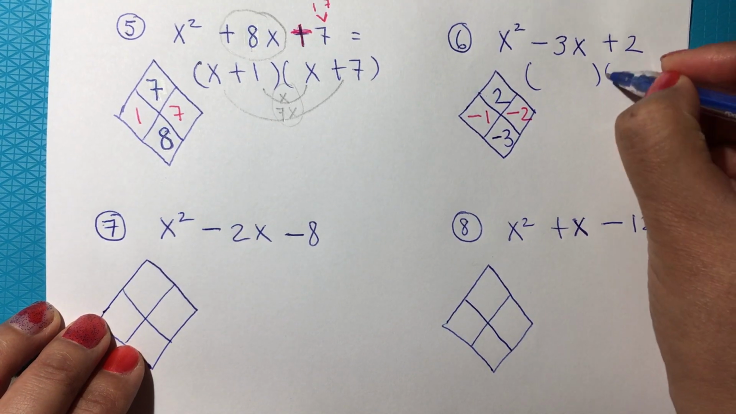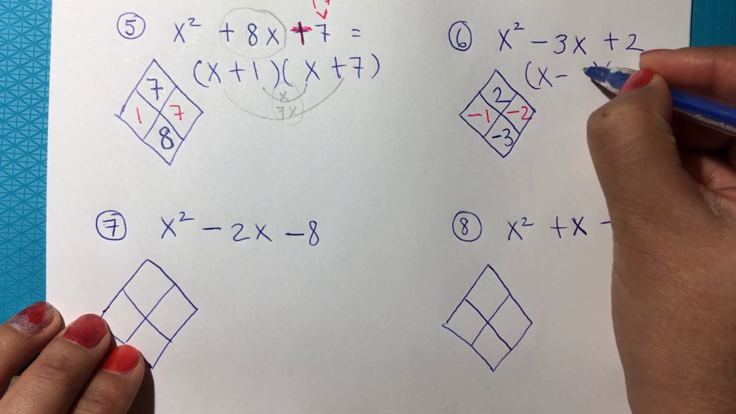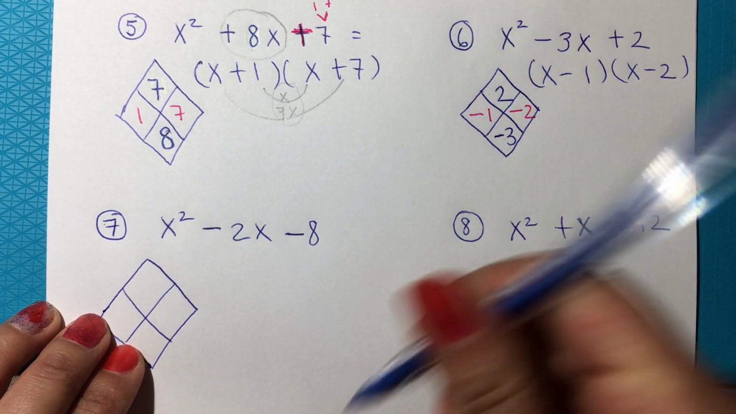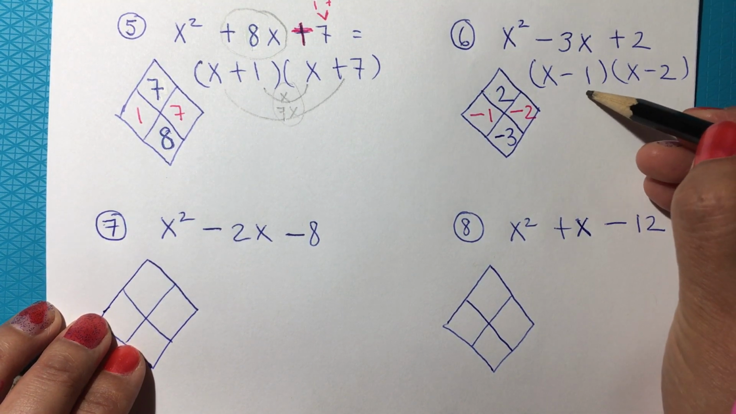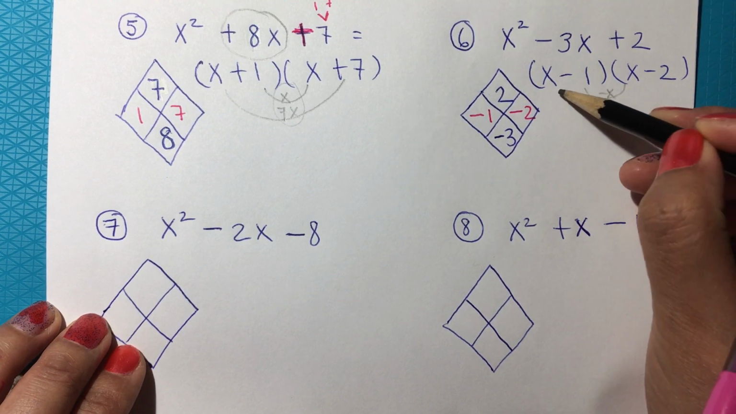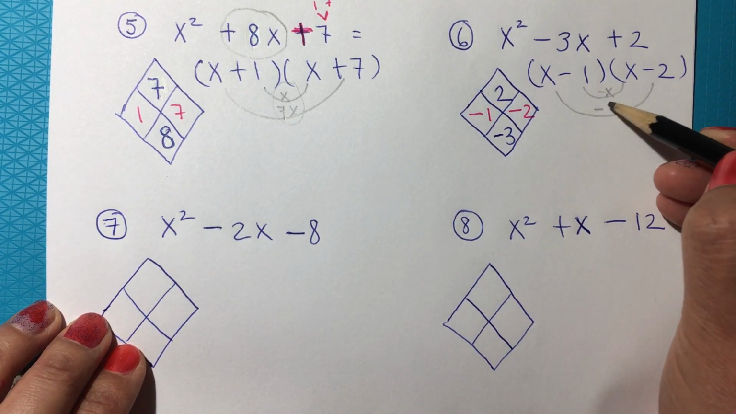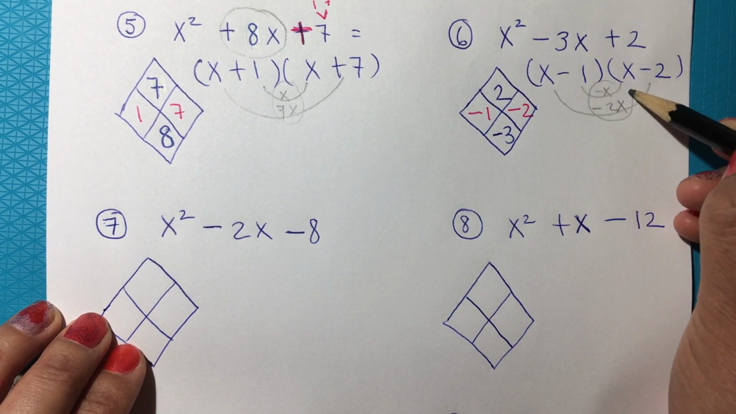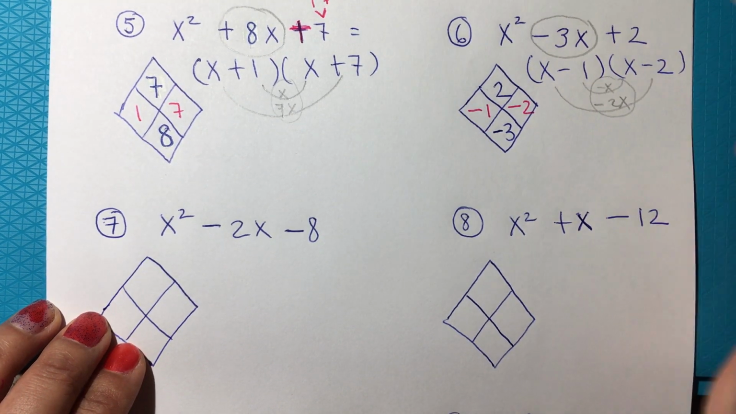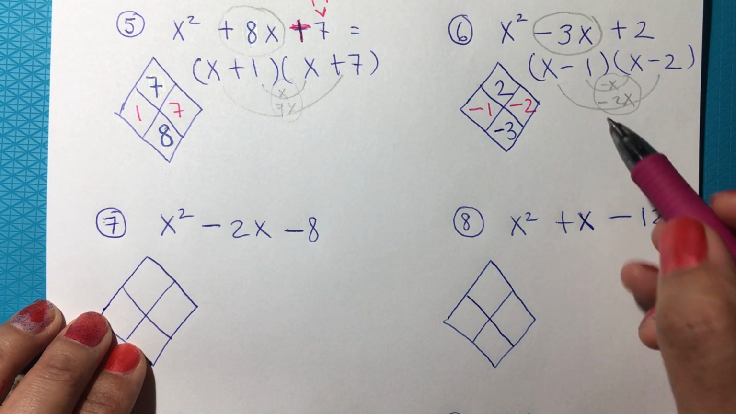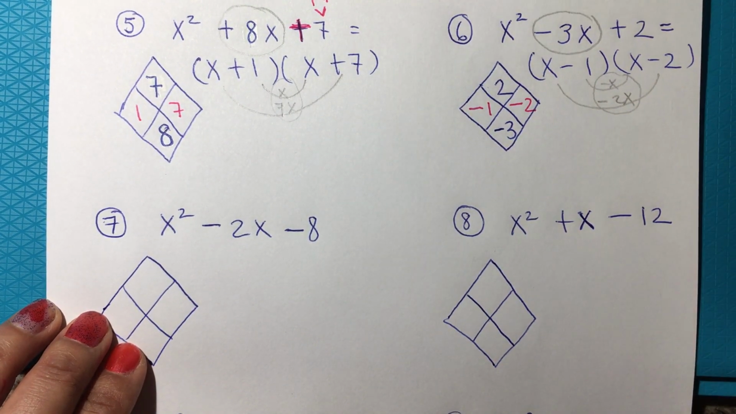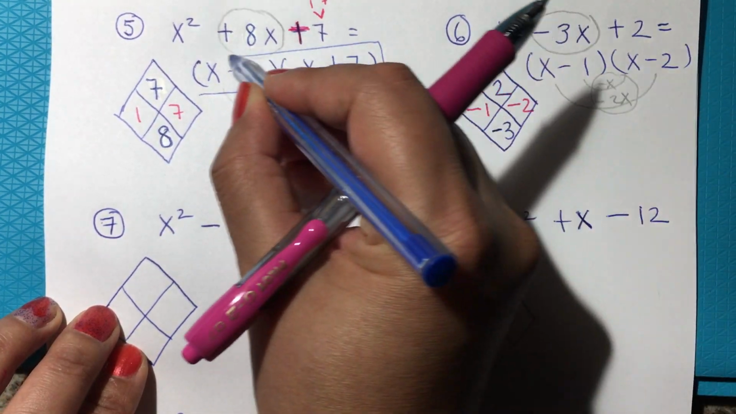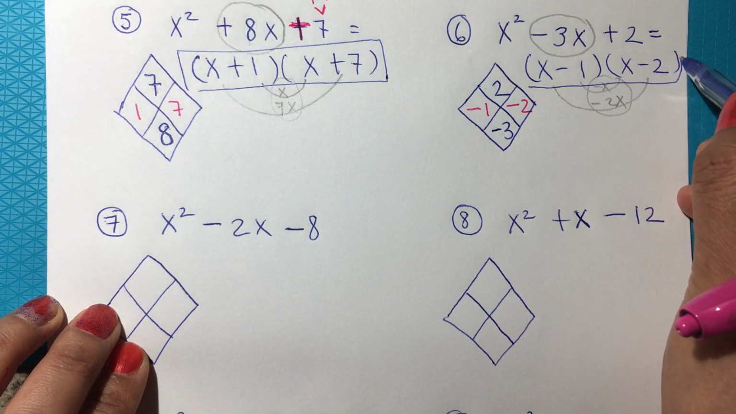We open our parentheses, x minus 1, x minus 2, and a quick check. -1 times x is -x. x times -2 is -2x. Together they make -3x. This quick check will help you to make sure that they are indeed equivalent to each other. So these are my solutions, my factors.